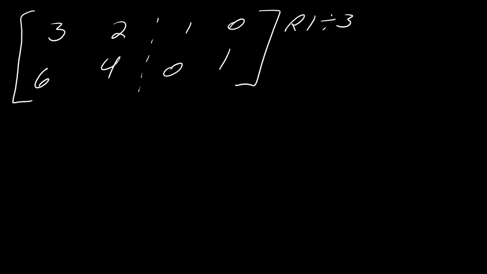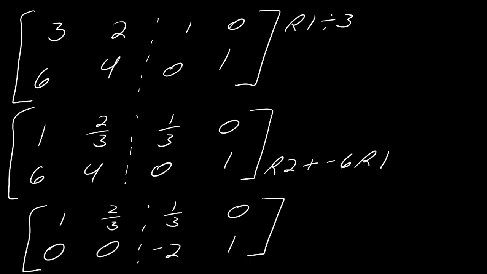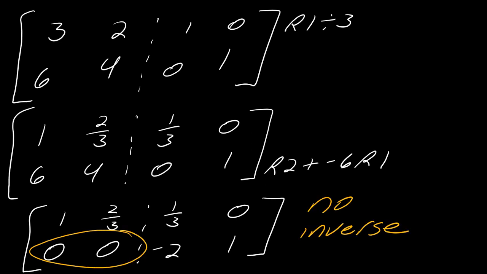And just in the interest of time, I'll show you the result of doing that calculation. Okay, so I got my 1. Now I got to get a 0 here, so I'll take row 2 plus -6 times row 1. So I'll just show you the result of that calculation. Again, I would recommend that you do it on your own. So here's the result of doing that calculation, and you probably see the issue with this now. We have 0, 0. And so when that happens, that means there is no inverse.